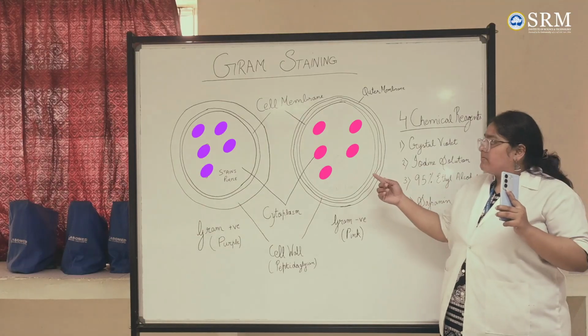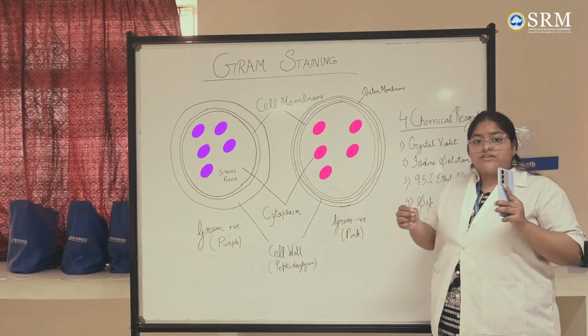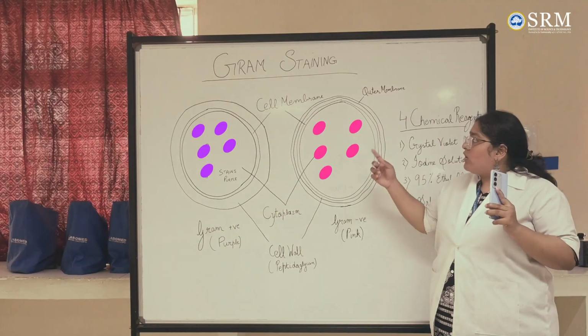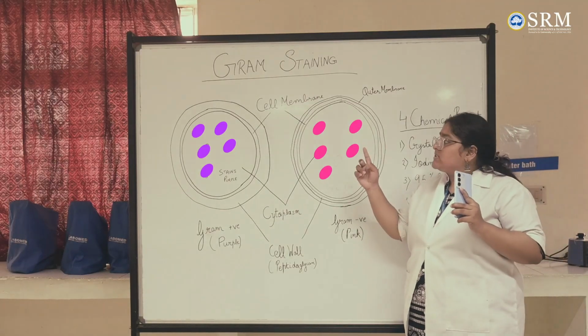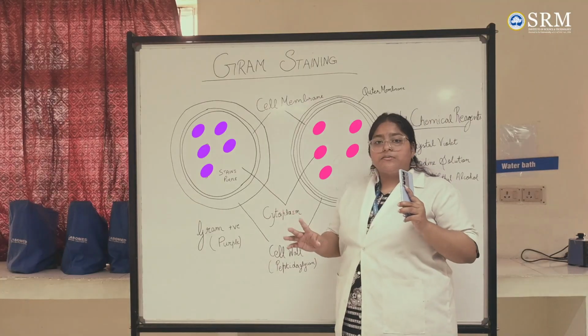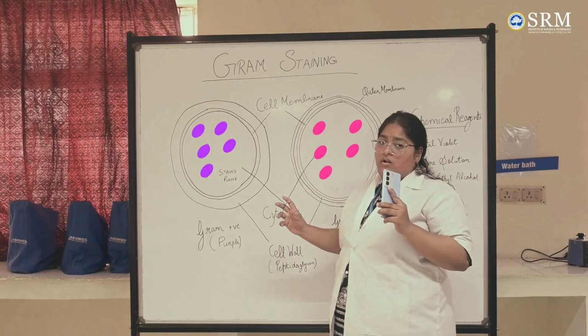It stains the gram-negative bacteria pink in color because of the tiny pores created due to the loss of the outer membrane. Whereas the gram-positive bacteria still remain purple in color because of their thick cell wall.